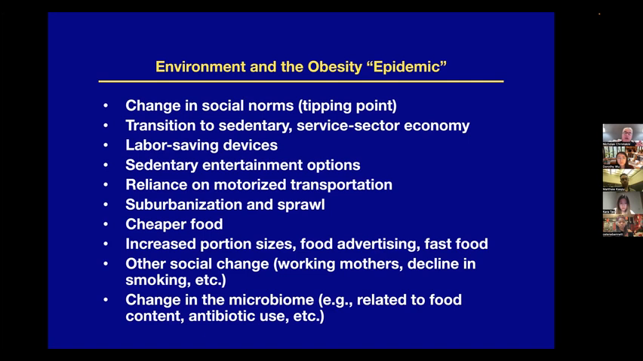We have cheaper food, and as the price of food comes down, people buy more of it. We have increases in portion sizes, food advertising, and fast food. We have other social changes, such as working mothers. So women are less likely to be at home, and in the traditional family organization, someone was at home, typically a woman, but it doesn't need to be the woman, paying attention to what the family was eating. We have a decline in smoking, which is great, but smoking used to keep people thinner. So the decline in smoking is contributing to the obesity epidemic. And we also may have a change in the microbiome, the bacteria in our guts, that may be related to the food content. So the food we eat changes the bacteria that naturally would be within our body, and there are changes in antibiotic use, because we prescribe more and more antibiotics that kill certain bacteria in our body. And that change in the microbiome at the population level is contributing to our obesity.